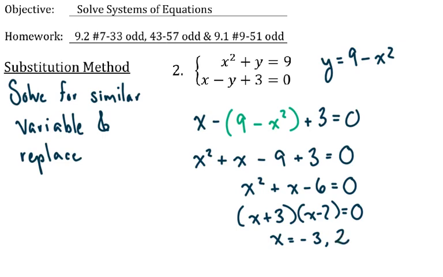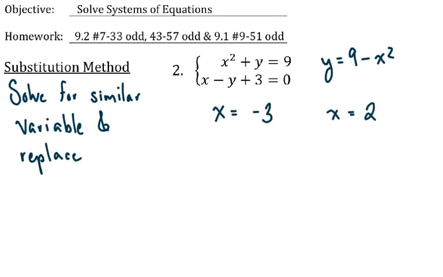Now, because we have two solutions for x, we're going to end up with two solutions for y. So we have our two solutions here, x equals negative 3 and x equals 2. And one thing I like about the substitution method is that we already have an equation that's very well set up for us to find y. So I'm going to substitute our x values in both of those.